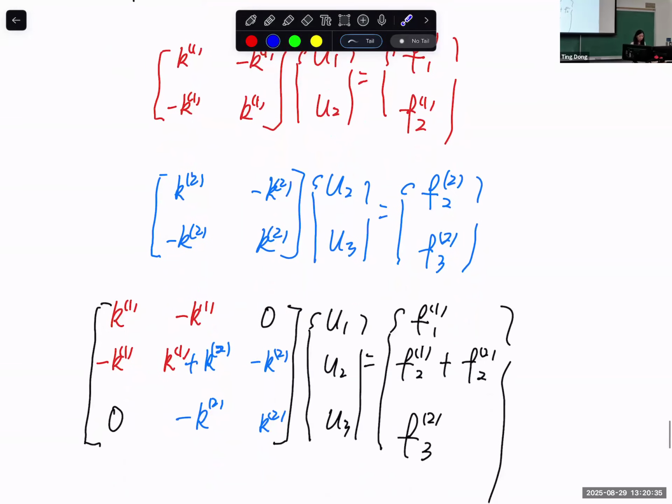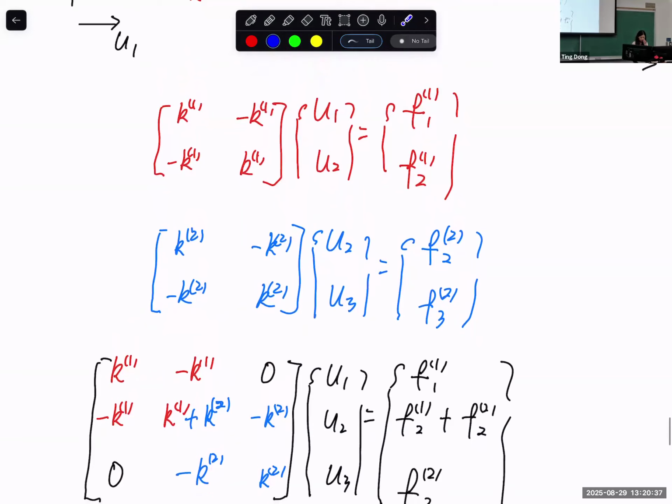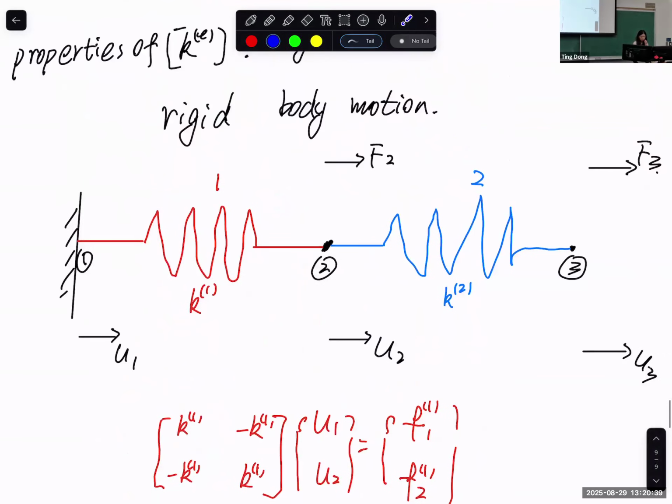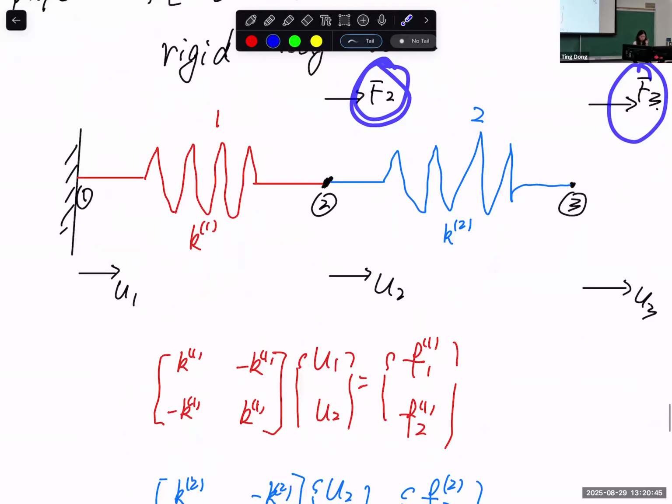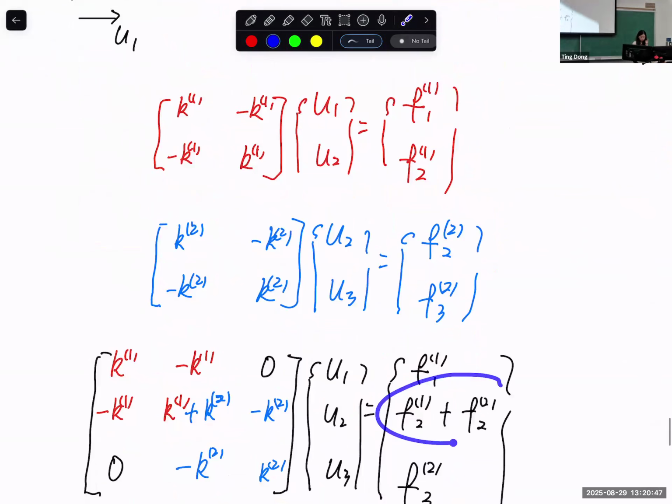Now let's check the force vector, because the force given here is external applied force at node 2 and node 3. So what's the relation between the F2 and this one?